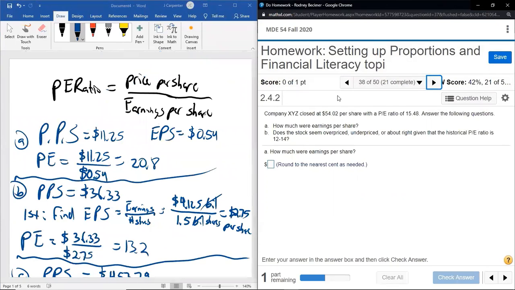They actually gave us the PE ratio, though, of 15.48. That does not go in the top. That does not go in the bottom. It's the number that it's equal to. It's this thing that is the 15.48.